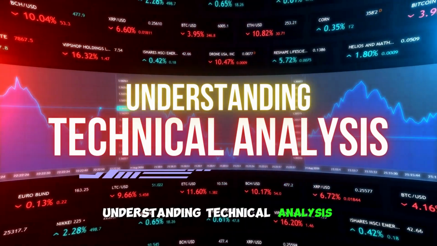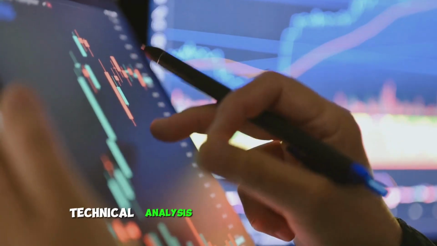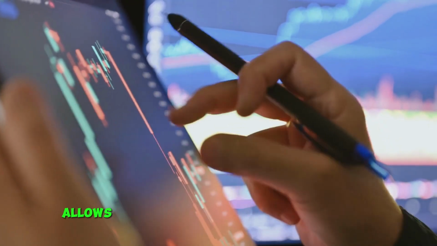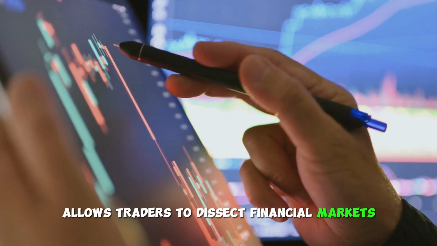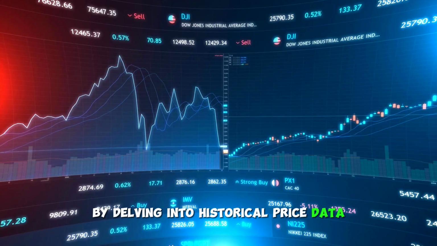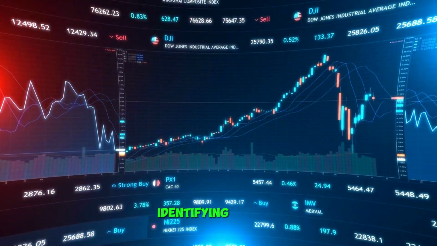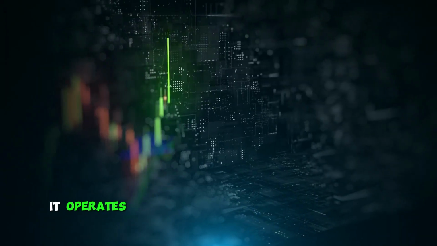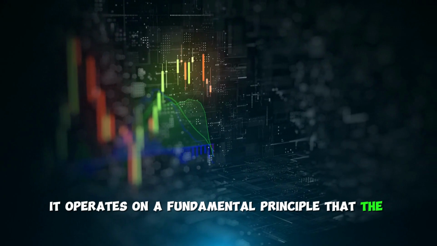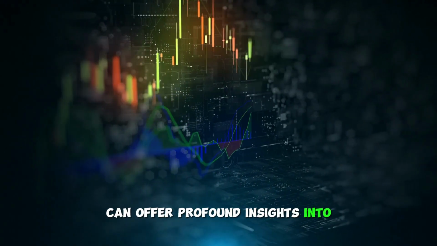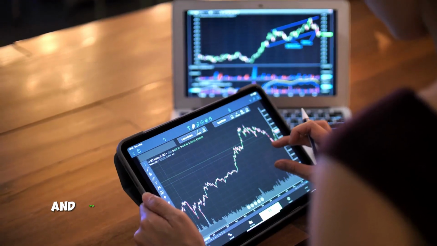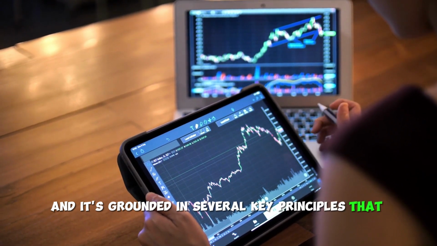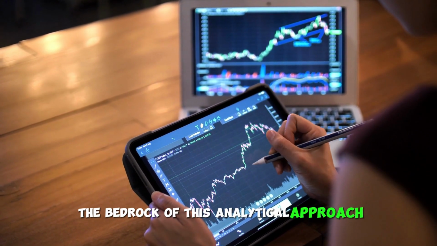Understanding technical analysis. Technical analysis is a powerful tool that allows traders to dissect financial markets by delving into historical price data, deciphering patterns, identifying trends, and foreseeing potential future price movements. It operates on a fundamental principle that the past can offer profound insights into the future direction of prices, and it's grounded in several key principles that form the bedrock of this analytical approach.